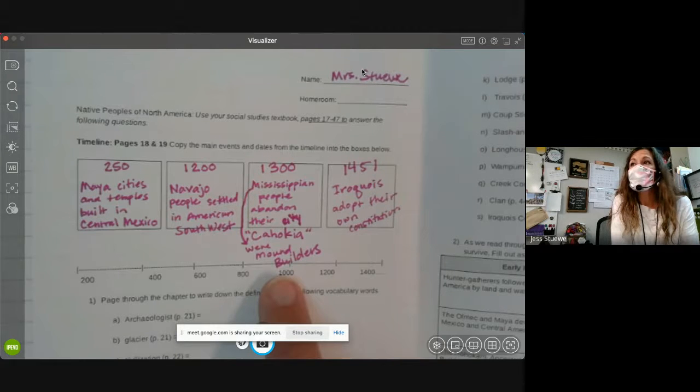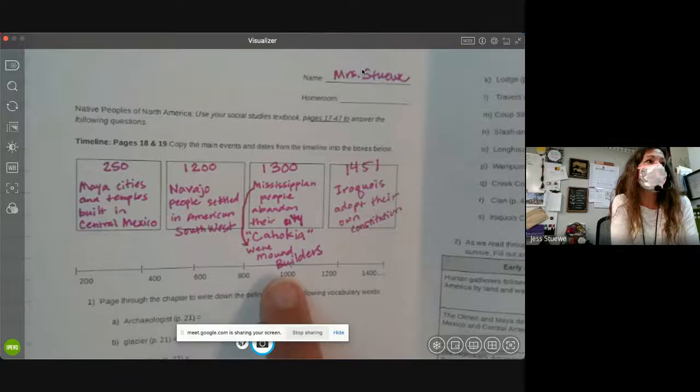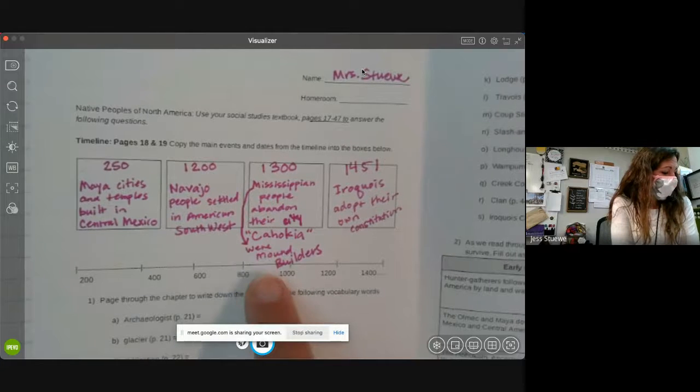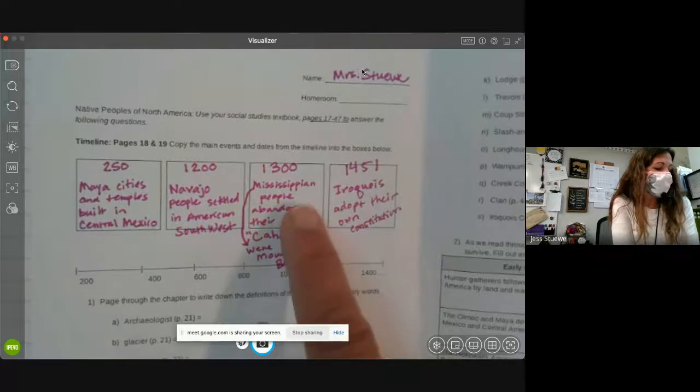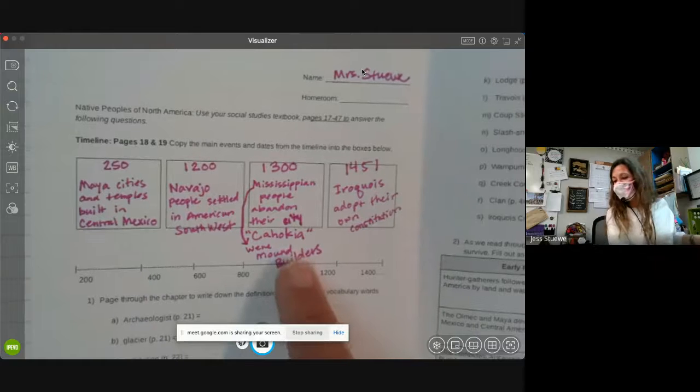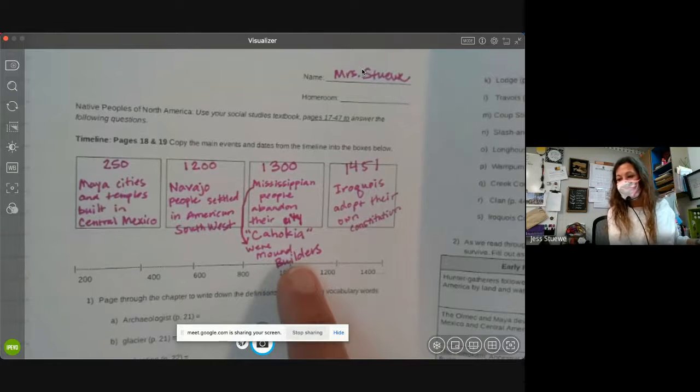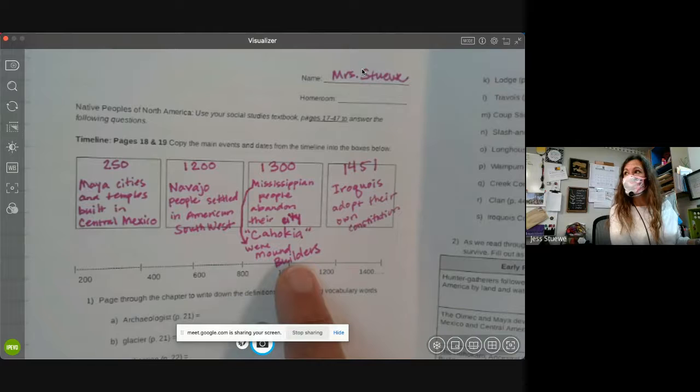I've seen them on TV. Yes, and you may have. There's a documentary on YouTube that I saw last year about the burial mounds. That's right. So if you're curious about the Mound Builders or the Mississippian people, that might be something that you might want to research and tell us about.